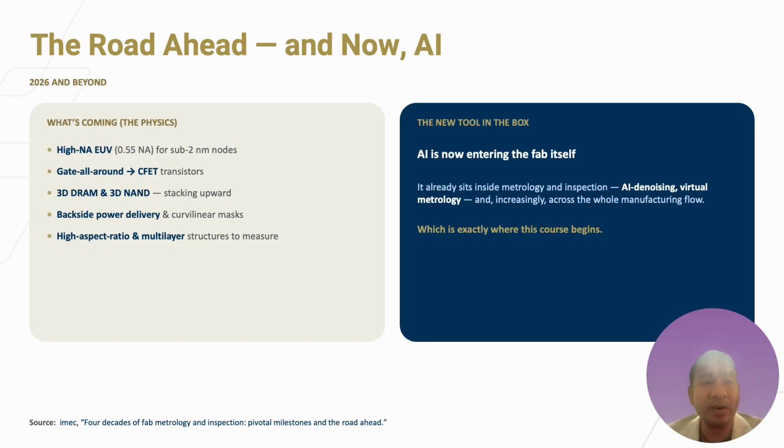So where is all this going? On the manufacturing side, the roadmap keeps pushing in every direction. New lithography, new transistor shapes like CFET, memory going fully three-dimensional, and clever tricks like delivering power from the back of the wafer. All of these make the chip harder to build and harder to measure. And the newest tool showing up across the fab is AI itself. It is already inside measurement tools, cleaning images, predicting measurements, and it is spreading into every step. This is exactly the subject of this course.